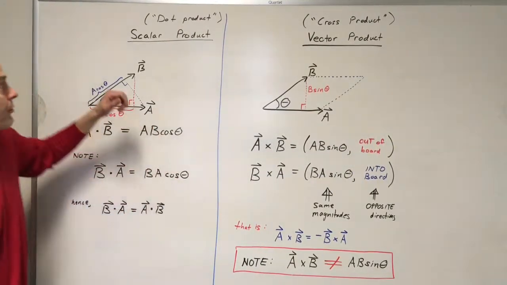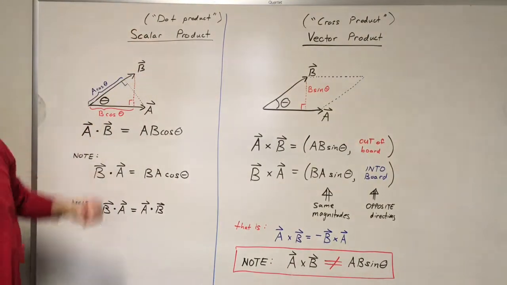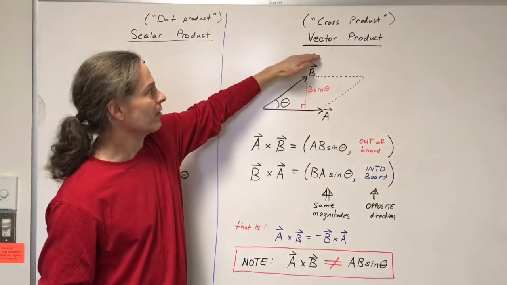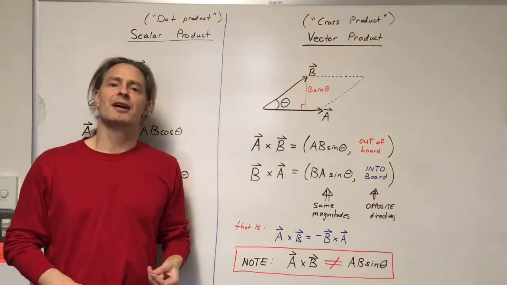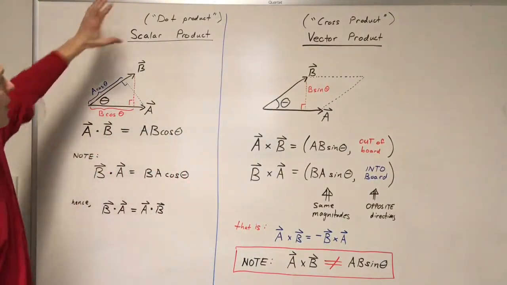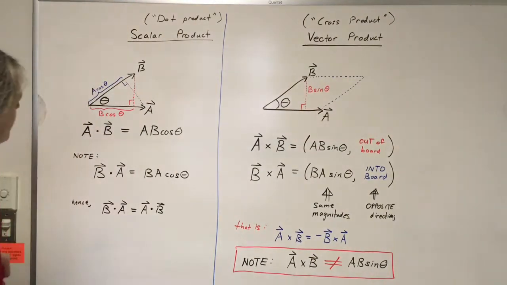In this video, I want to review the scalar product, also known as the dot product, and the vector product, also known as the cross product, and relate them to our unit vectors x hat, y hat, and z hat. All right, here we go, looking at the scalar product first.